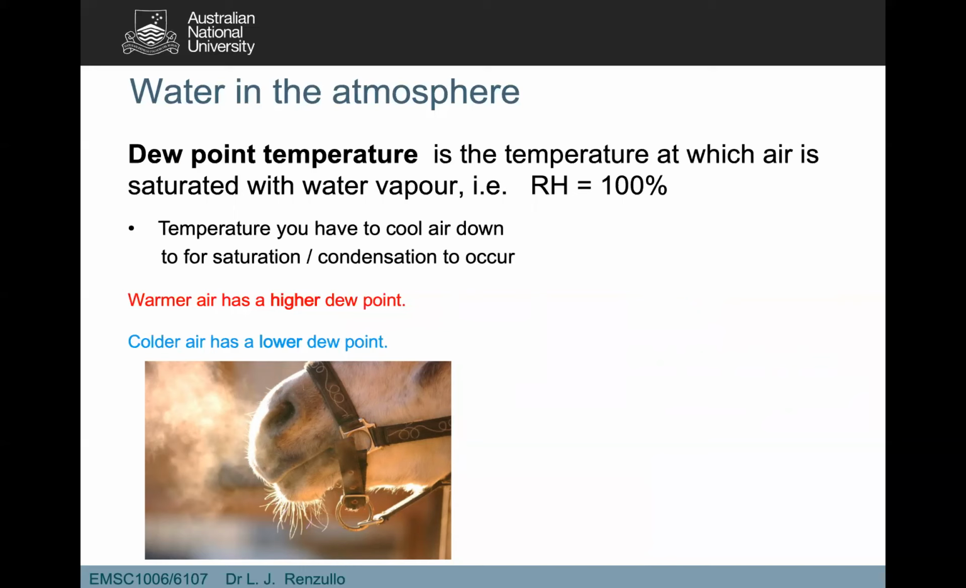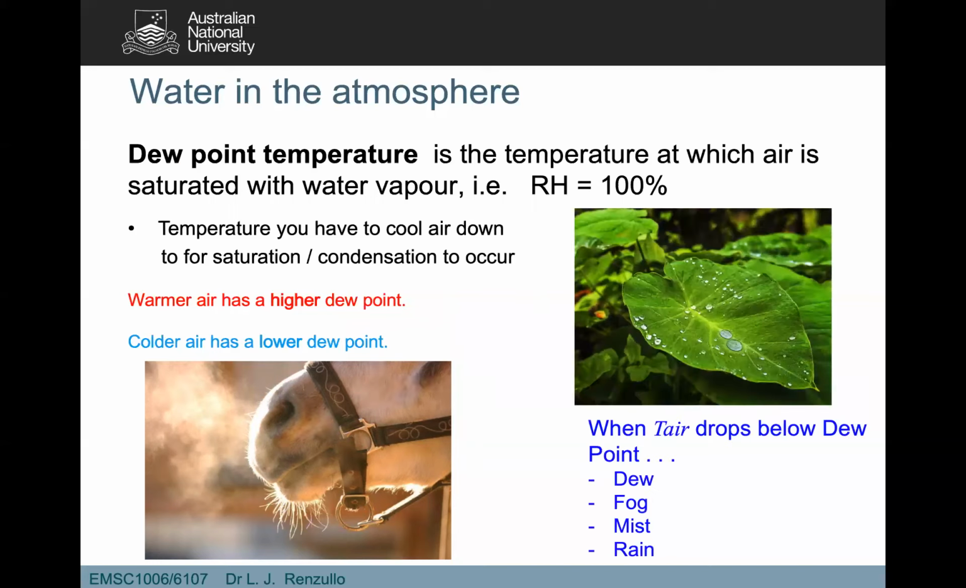Recall that plot of the saturation vapor pressure increasing with air temperature. Colder air has a lower dew point. When we reach dew point temperature, that's when we see things like mist, fog, dew, and eventually rain start to occur.